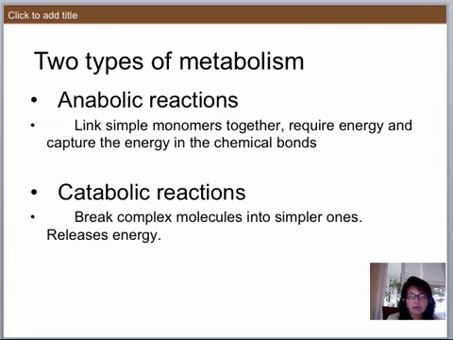There's two kinds of metabolism in our bodies, and you could think about those when we continue to talk about digestion later on and just how a system in a body works. Anabolic reactions are the building ones. I often like to think about anabolic steroids. They're the building and muscle building idea. But anabolic reactions are linking simple monomers together, like we've talked about with the carbohydrates or the building blocks of lipids. You need energy to make those bonds, and that energy gets captured in those bonds.